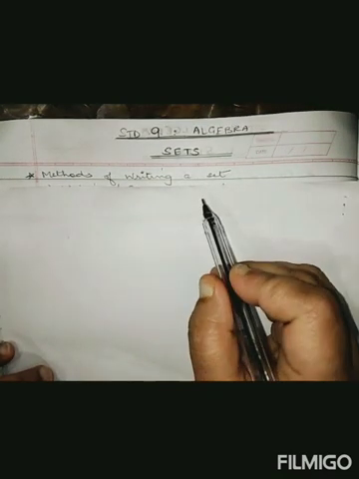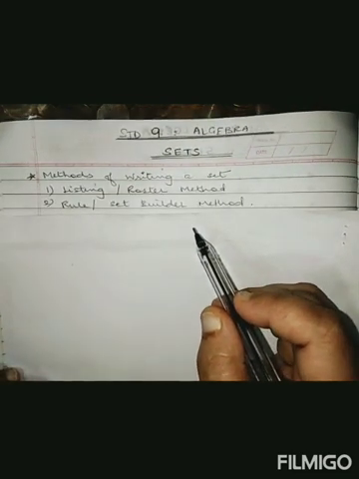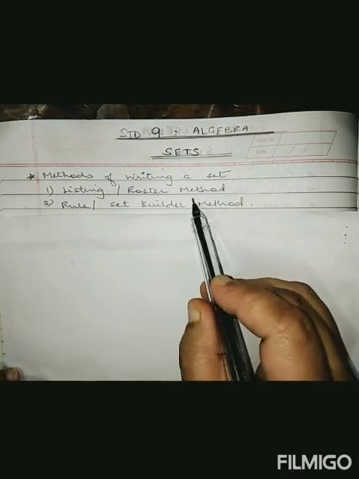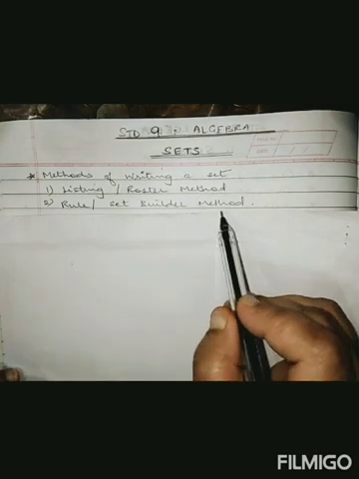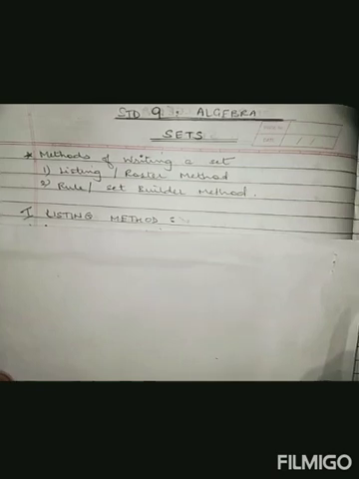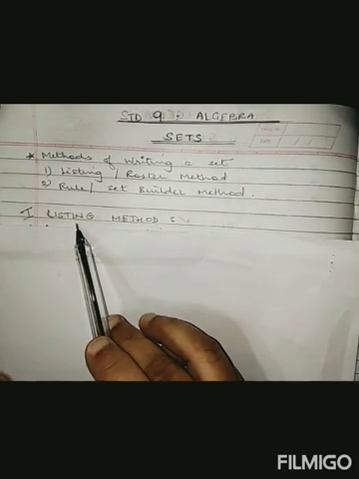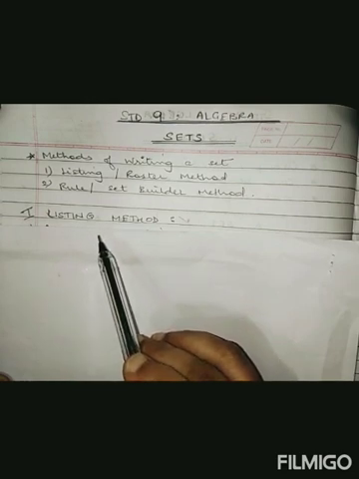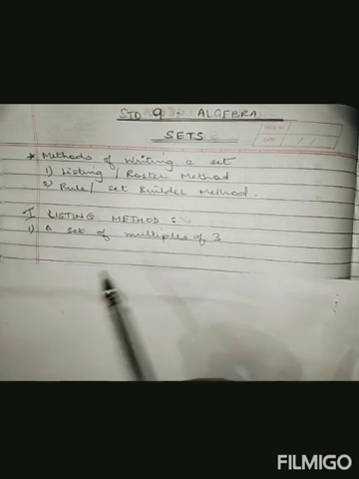Hello children. Today we will learn what are the methods of writing a set. There are 2 ways in which a set can be written. The first is the listing or the roster method, and the second is the rule or the set builder method. Let us now learn the listing method. As the name suggests, listing method means a method where you list out or simply write down the elements in that set.